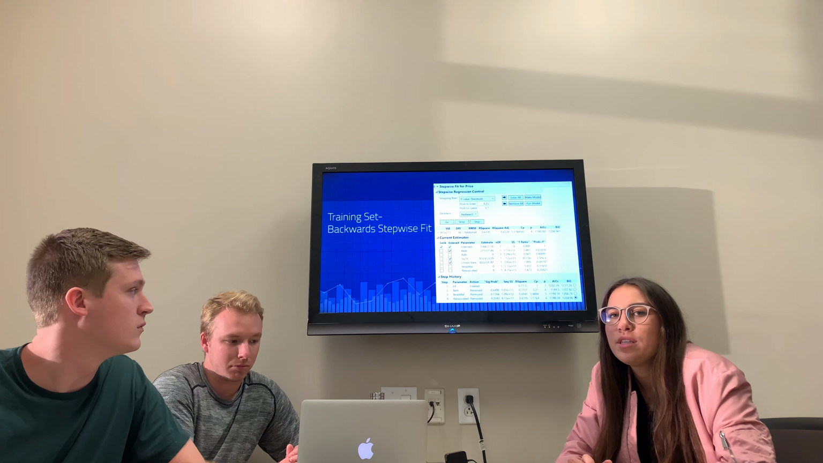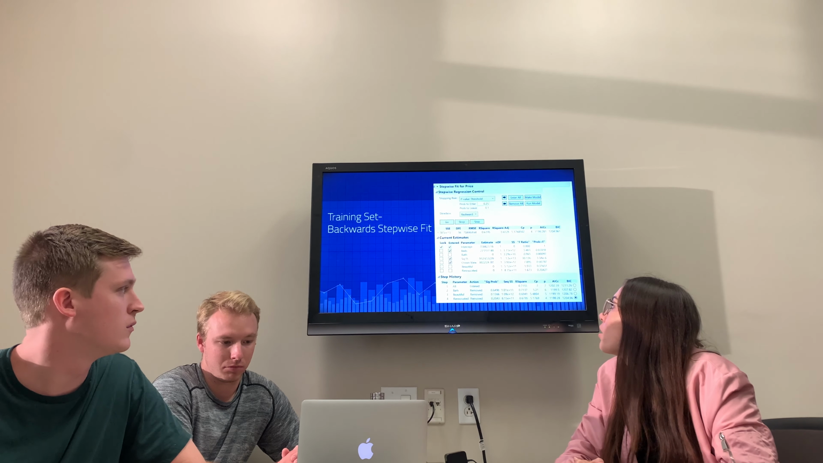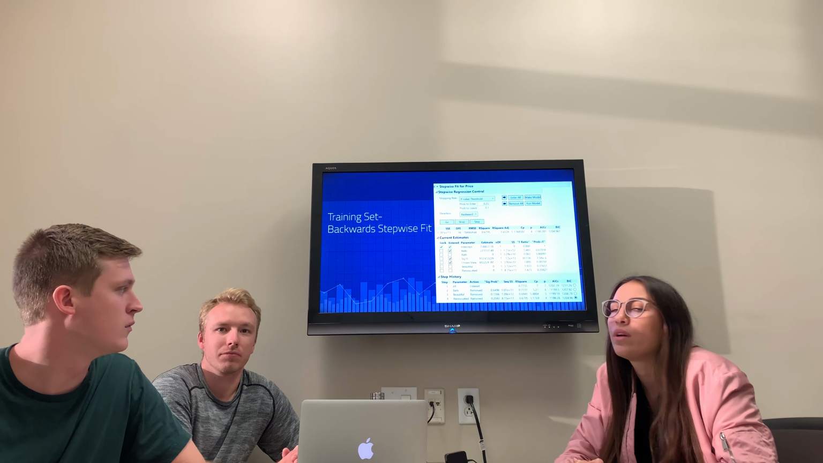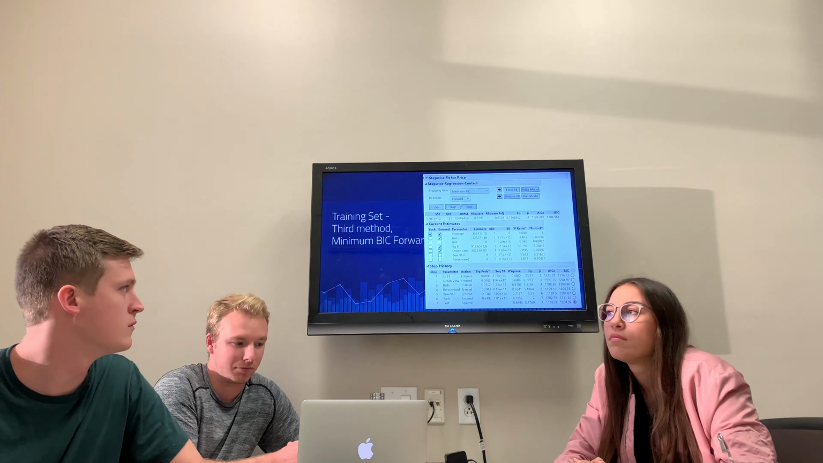The next set we did was a backward stepwise fit, and here we see that the items that were removed were bath, beautiful, and renovated, and it had a resulting R squared adjusted of 0.65. And then our third model was a forward stepwise. We can see that bath, beautiful, and renovated was also removed. Square footage was the best predictor, and our R squared adjusted was 0.652.